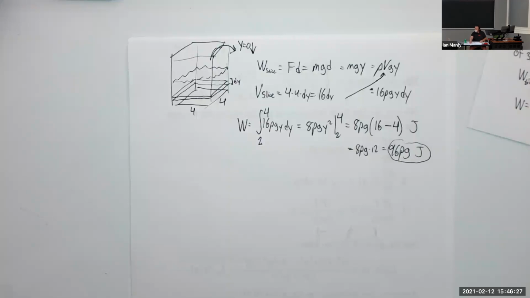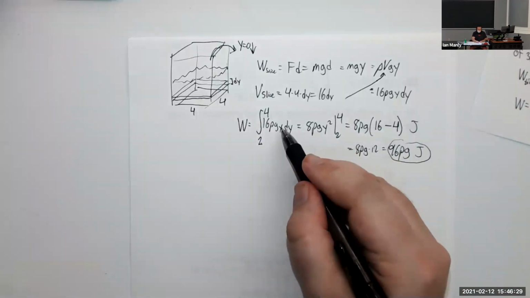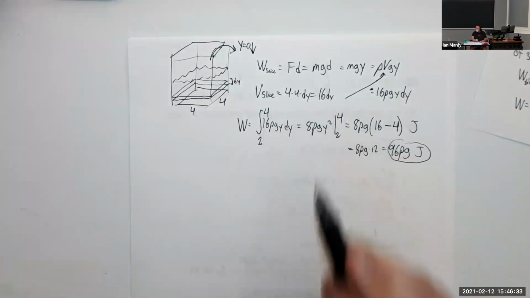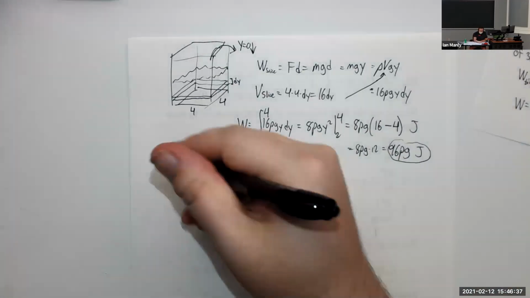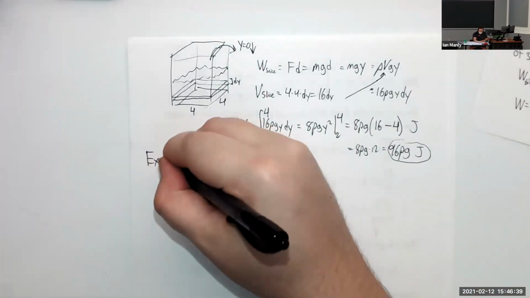Let's see here. Oh, why is it 8? Well, I divided by a square here because I raised this to be a y squared, and I divided by 2 to get an 8. All right, I'm going to do one more problem like this, and then we're good.